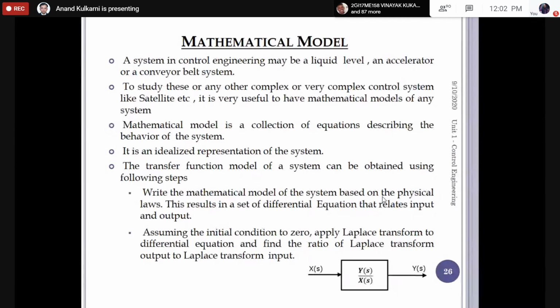Here, at the bottom of the sketch, you can see the input is X and output is Y, and the transfer function is output divided by input, that is Y upon X. So if this input goes to this, it gets multiplied by this transfer function and you will get the output. That means Y of S is equal to this transfer function multiplied by X of S. That is, input multiplied by this transfer function is the output. This is what it means.